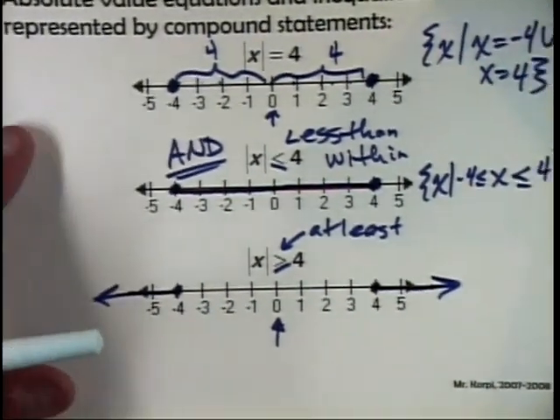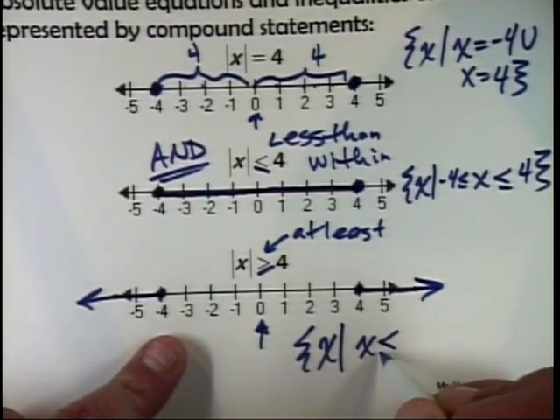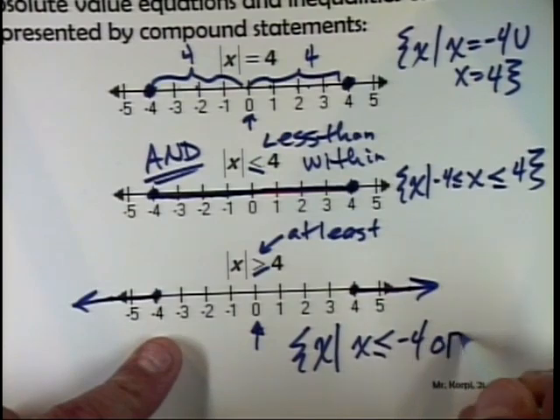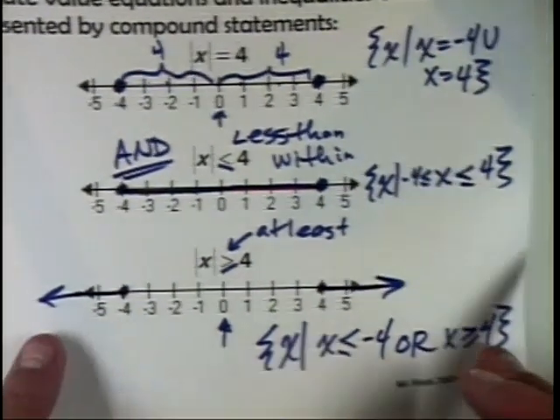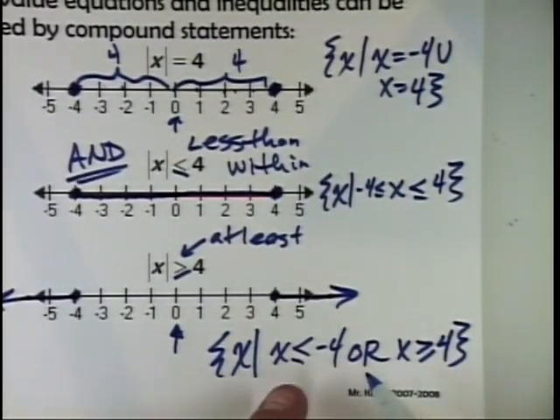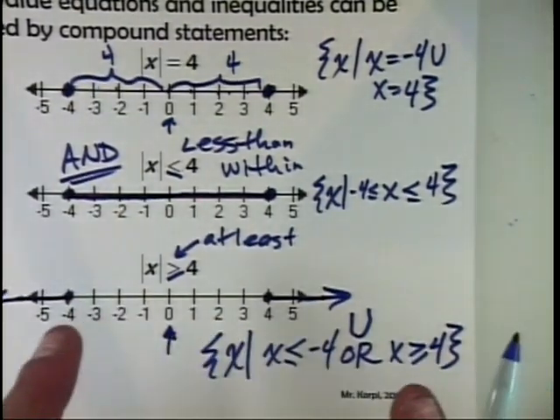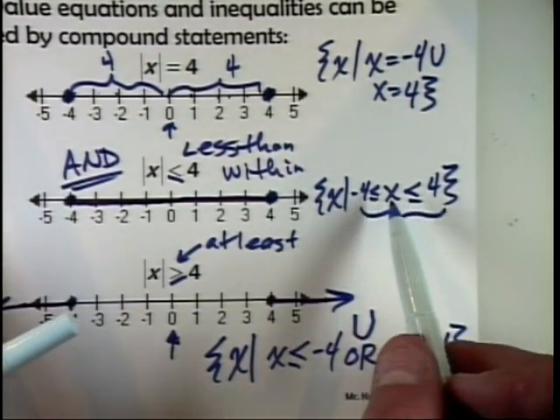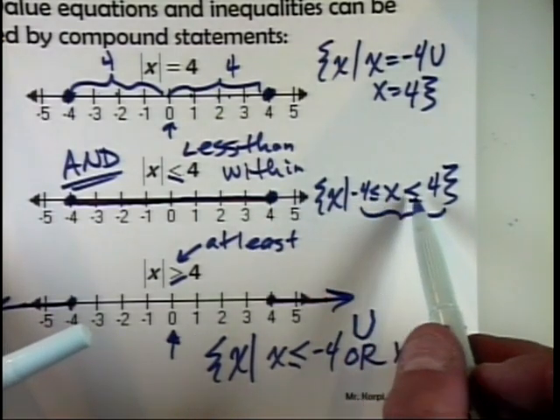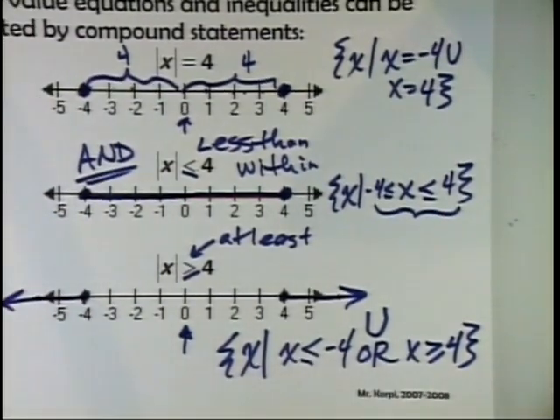So we would write this solution like this. The set of all x such that x is less than or equal to negative 4, or x is greater than or equal to 4. So whenever we have a disjoint interval, we want to use the word or, or we can use the union symbol. But what we want to do is reserve this compound inequality up here for the AND case, where we use less thans in the compound inequality. It's preferable to use the or for the disjoint interval.